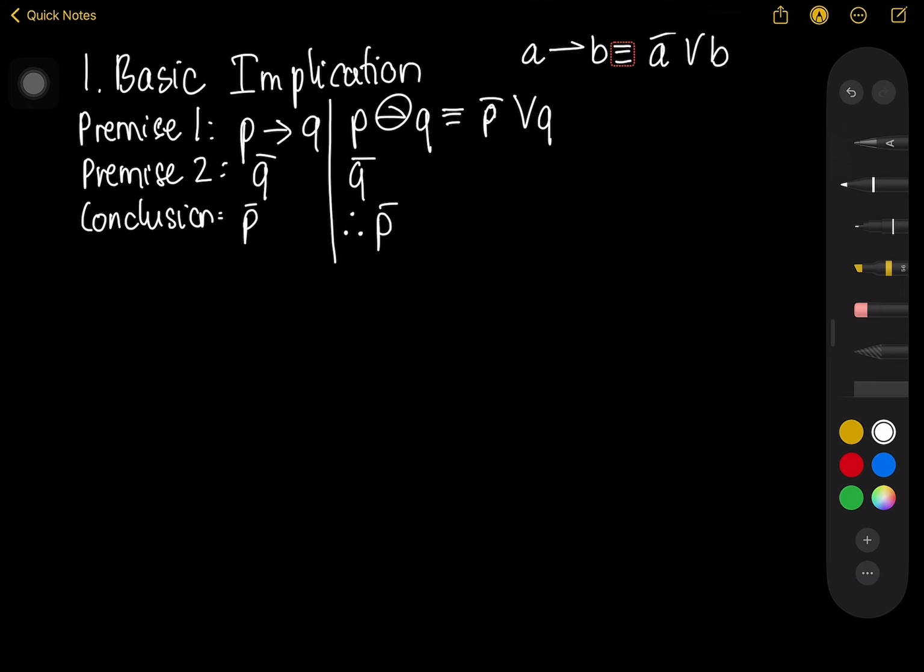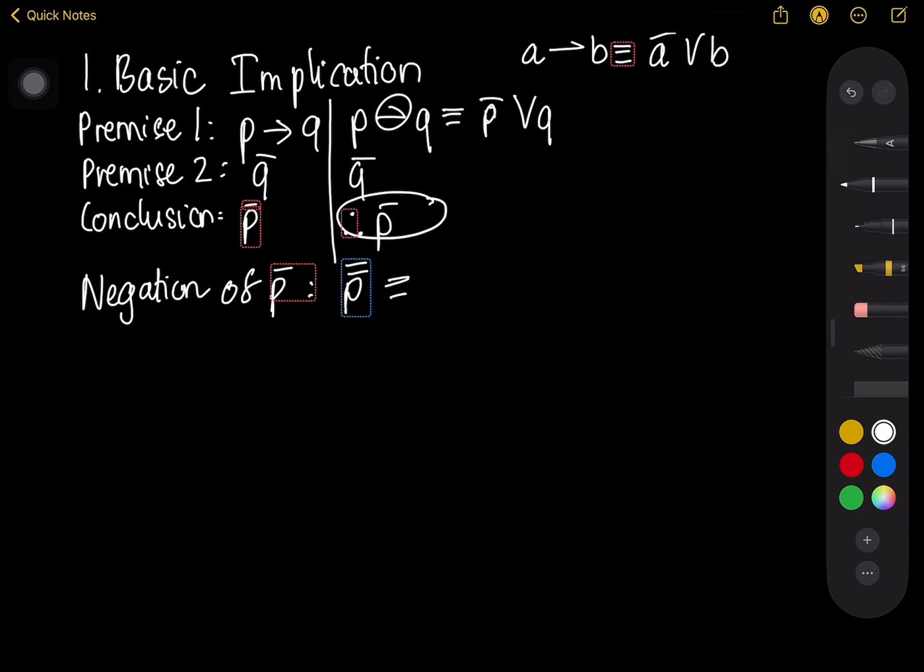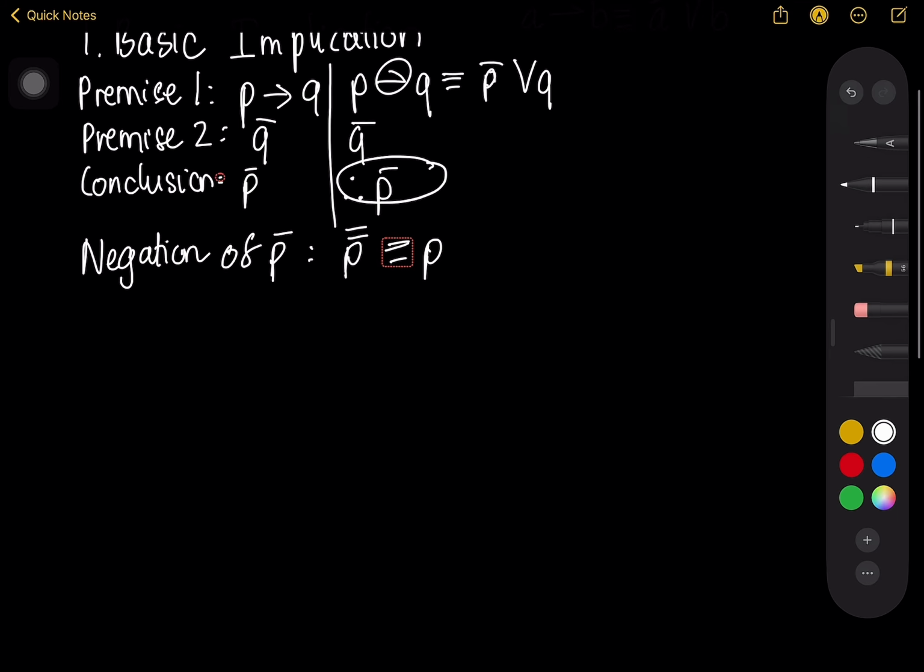Okay, so now we have this one, and now we're going to take the negation of our conclusion here. So the negation of not P is not not P, right? Which is logically equivalent to P. Okay, so now we have our first line on the branch of the tree. So we're going to put P up here.